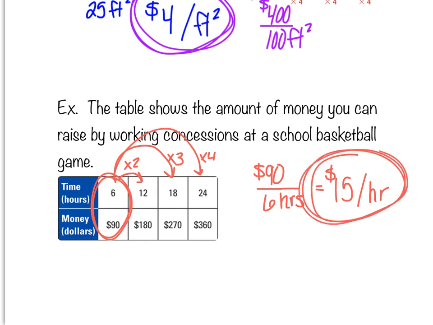And it doesn't matter if you use the first rate or the second one, 180 divided by 12, you can check it, is still 15. You just have to make sure you're doing it in the right order. When you work a job, you're going to get so much money per hour, dollars per hour.